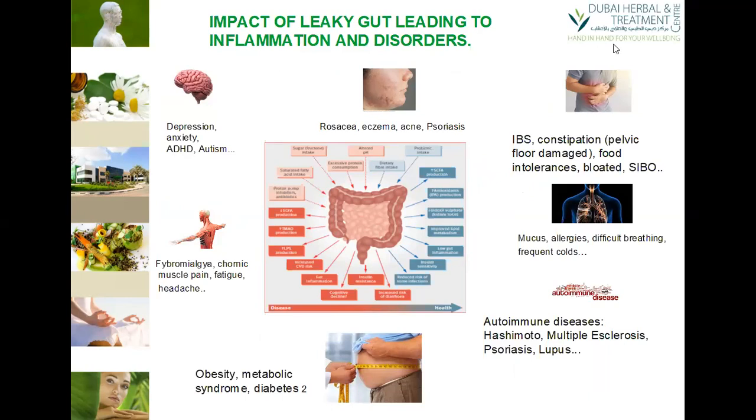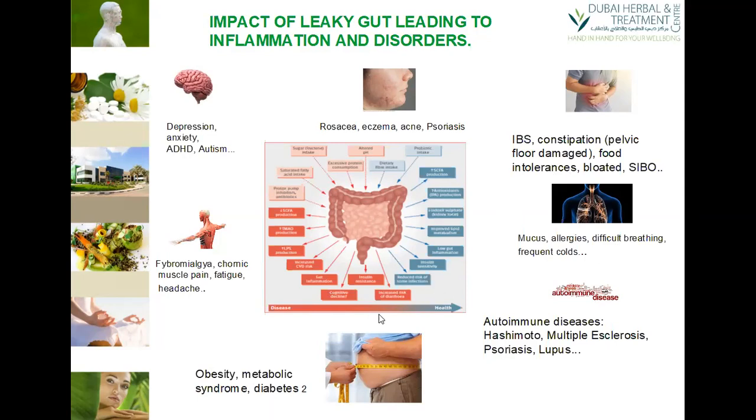For example, a lot of gastrointestinal issues: IBS, constipation, food intolerance, bloating, SIBO; a lot of respiratory disease; autoimmune diseases like Hashimoto's, multiple sclerosis, psoriasis, lupus; and metabolic diseases like obesity, insulin resistance, and type 2 diabetes.